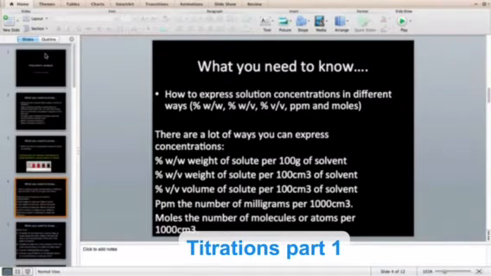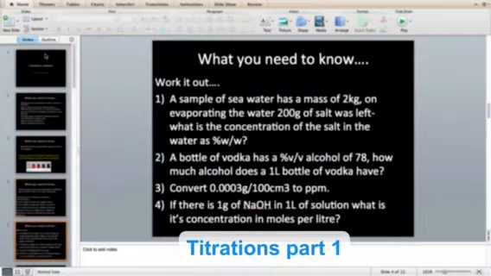So remember, for all of your percentage weight per weights and weight per volumes, girls, it's always out of 100. So if it's W per W, weight per weight, it's going to be the number of grams in 100 grams of solvent, okay? If it's going to be weight per volume, it's going to be the amount of grams per 100 centimeters cubed of solvent, okay? If it's going to be volume per volume, it's going to be the number of centimeters cubed per 100 centimeters cubed of solvent. And remember, parts per million is the same thing as milligrams per litre, or milligrams per 1,000 centimeters cubed. And then obviously moles we've looked at already.